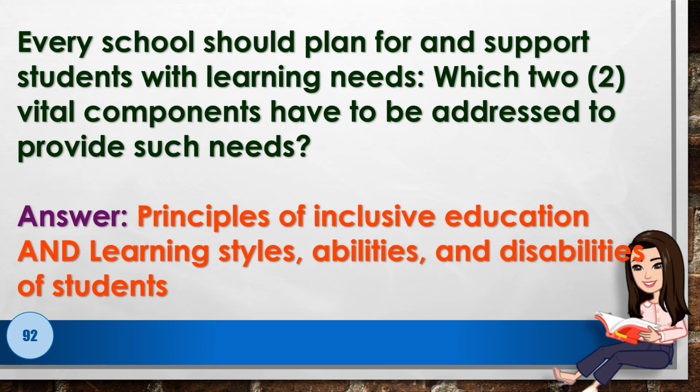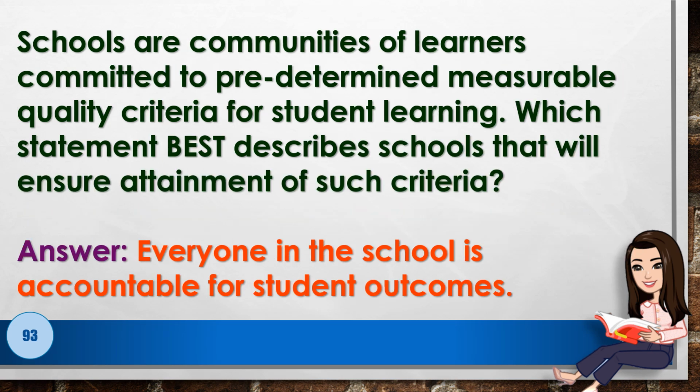92. Every school should plan for and support students with learning needs, which two vital components have to be addressed to provide such needs. Answer: principles of inclusive education, and learning styles, abilities, and disabilities of students. 93. Schools are communities of learners committed to predetermined measurable quality criteria for student learning. Which statement best describes schools that will ensure attainment of such criteria? Answer: everyone in the school is accountable for student outcomes.